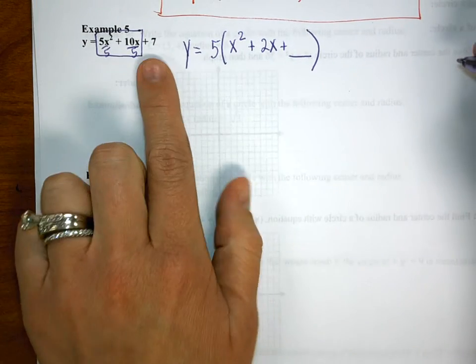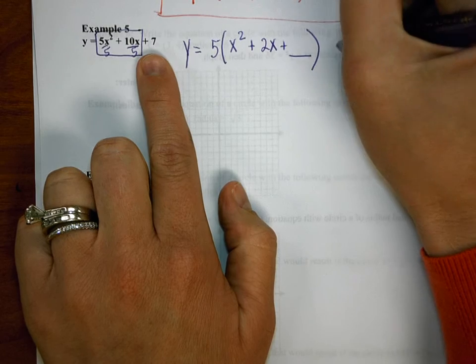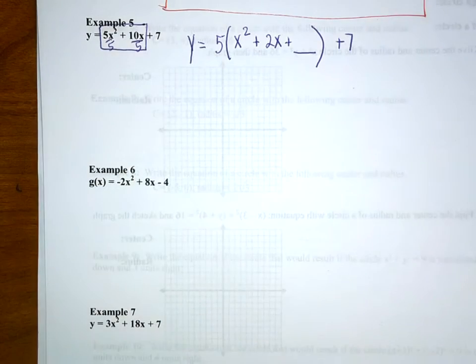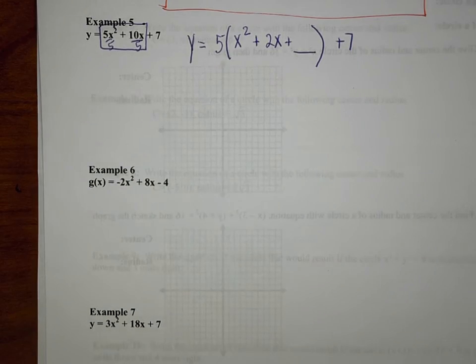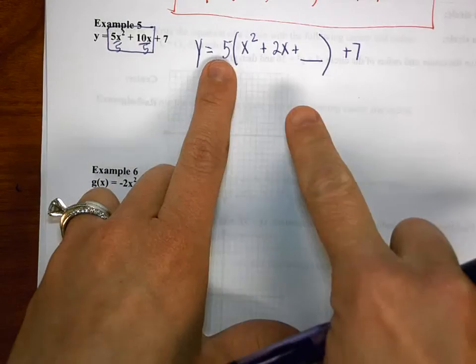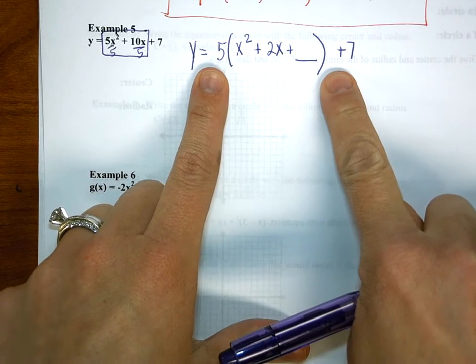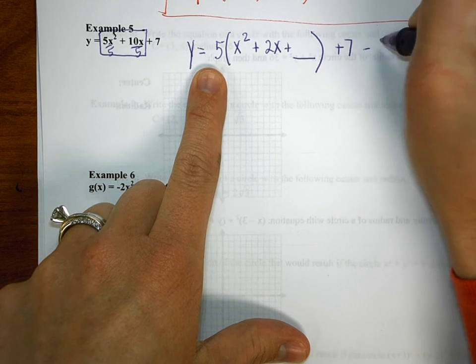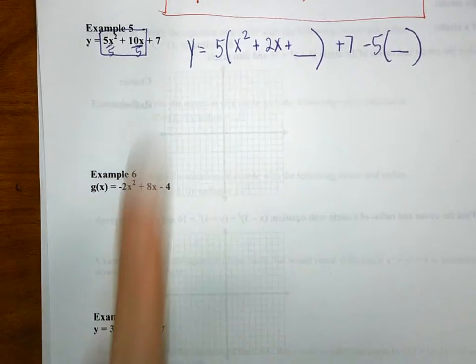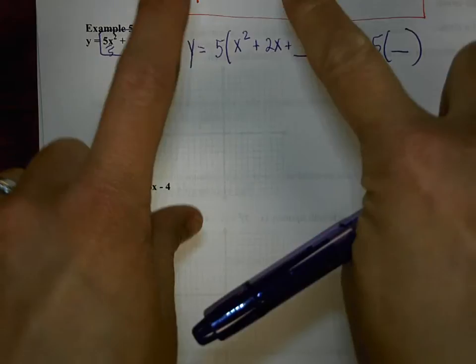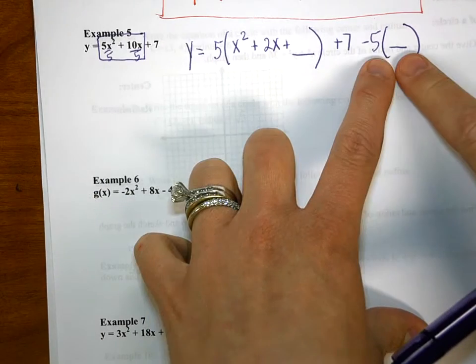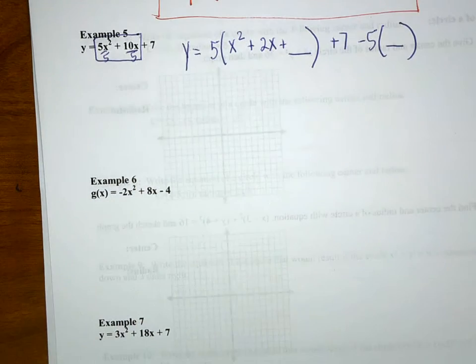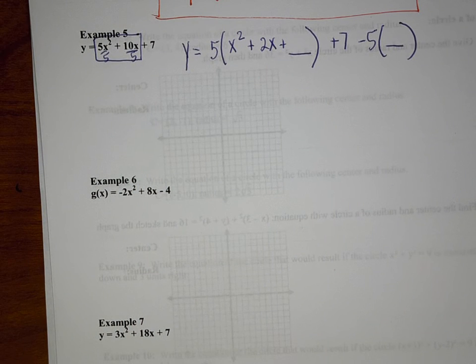What do I still have at the end here? Plus 7. Minus. And then this is the tricky part. This is really 5 times the blank, right? So what am I going to need over here? Negative 5 times the blank. So remember, you always have to be fair. This is 5 times this blank. This has to be negative 5 times this blank. So if you ever have a number out in front of that parenthesis, you need to make sure you have it in front of the parenthesis with your blank on the other side. Okay? All right, and then you work this one the same way.